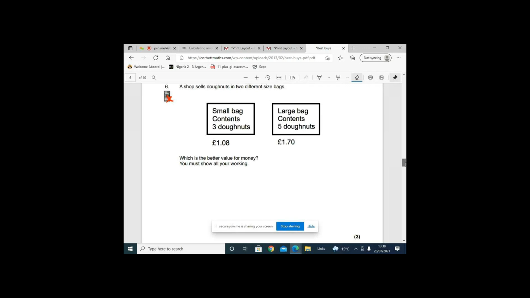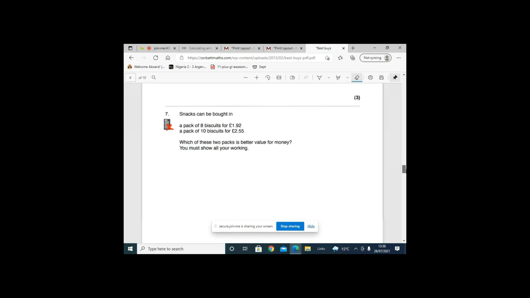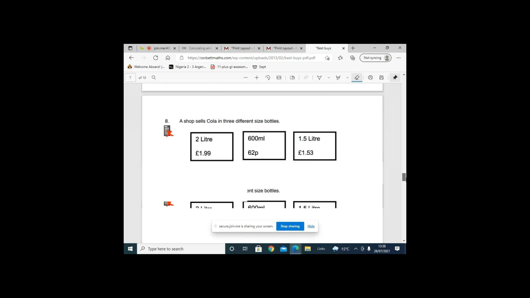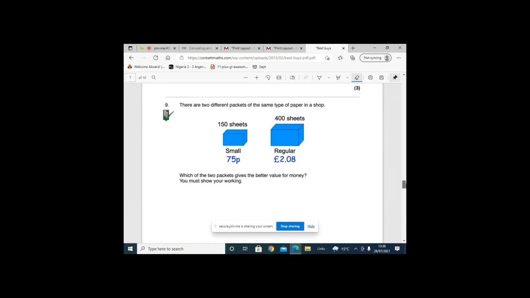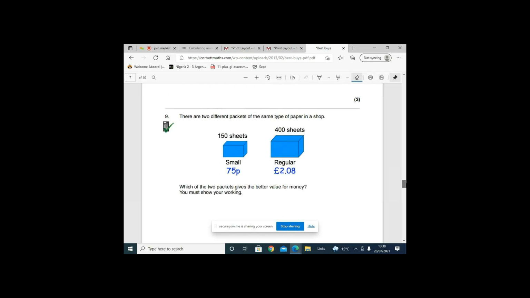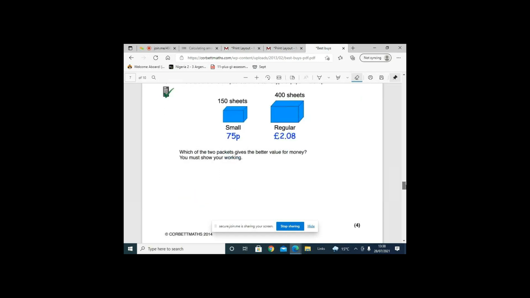This one too, you pause it and do it. You pause this one too, you do it. This one, when you see a calculator tick there, you can use a calculator for it.